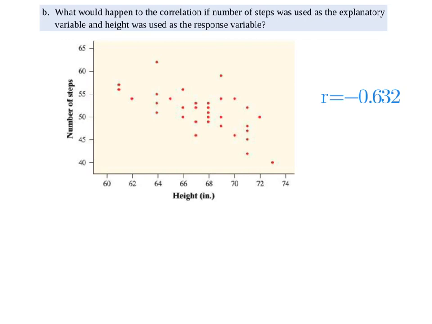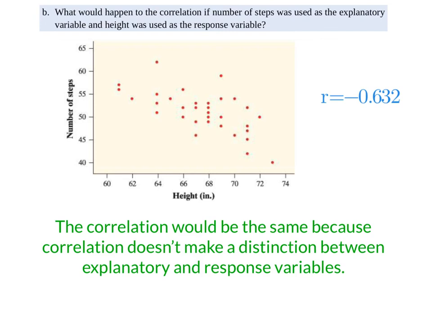The second thing we're asked is, what would happen to the correlation if number of steps was used as the explanatory variable and height was used as the response variable? Meaning, essentially, that you swap height and number of steps. So height would be over here and number of steps would be right there. Once again, a couple slides ago, we know that the correlation would be the same because correlation doesn't make a distinction between explanatory and response variables. So height could go up here, number of steps could be down here, your R value stays the same.